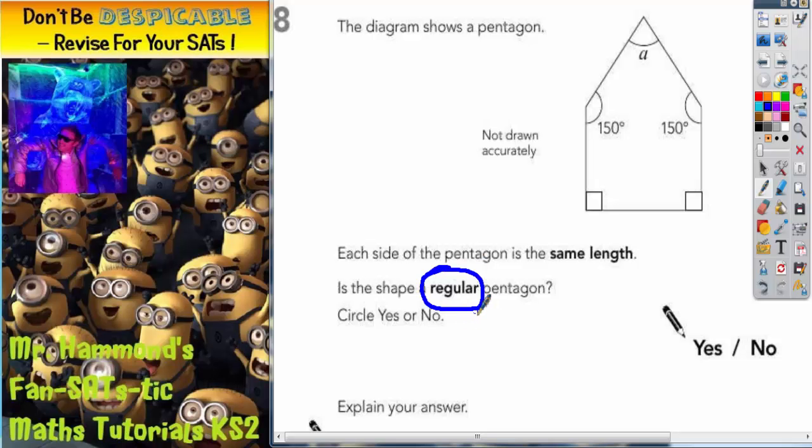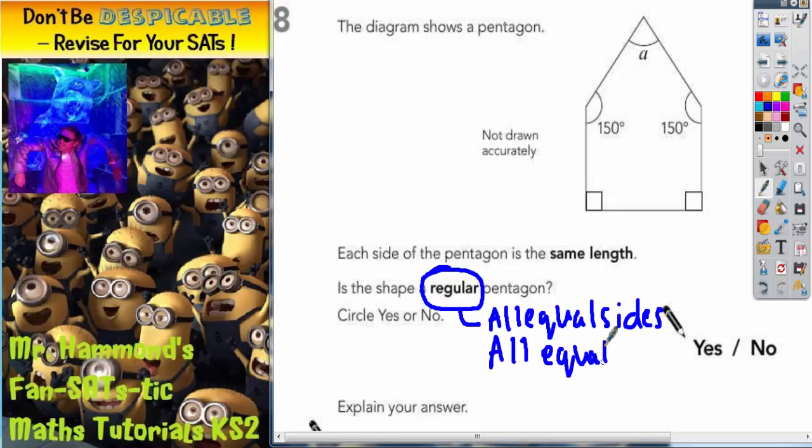For a shape to be regular, it must have all equal sides, and it must also have all equal angles. And if both of those conditions are not met, then it can't be regular. Now, we are already told that each side of this pentagon is the same length, so we know that this condition of all equal sides is being met. But the question is, are all the angles equal?